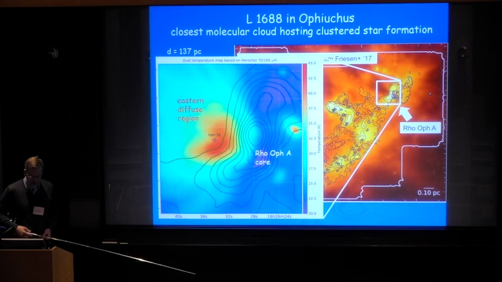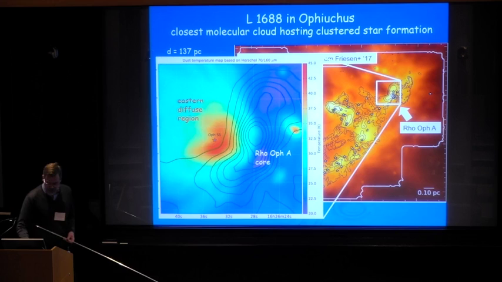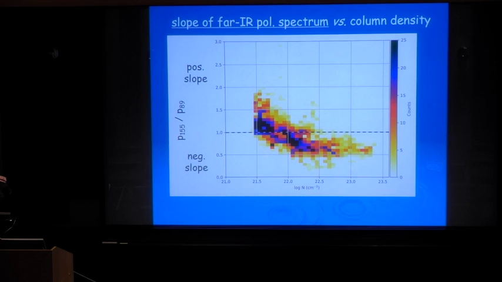And what I'm going to show you is not the magnetic field map, because what I'm interested in here is the ratio of the polarization measured at the longer wavelength divided by the polarization measured at the shorter wavelength. And in particular, it has a correlation with column density. So this plot shows this ratio as a function of the column density, going from the eastern diffuse region, low column density, to the dense core.